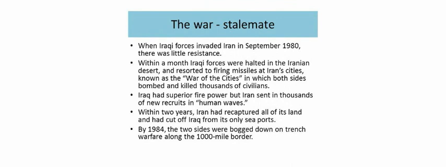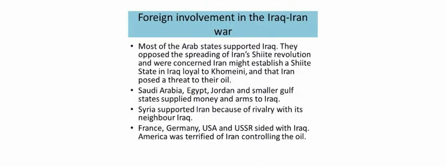The Iraqis had superior firepower, but Iran sent thousands of new recruits in what they called human waves, effectively running at Iraqi machine guns to overwhelm them. Within 2 years, Iran had recaptured most of the land it lost, and Iraq had been cut off from its only seaports via the Shatt al-Arab Waterway. By 1984, the two sides were bogged down in trench warfare along the 1,000-mile border, and in many ways, it is just a replication of World War I from that point.